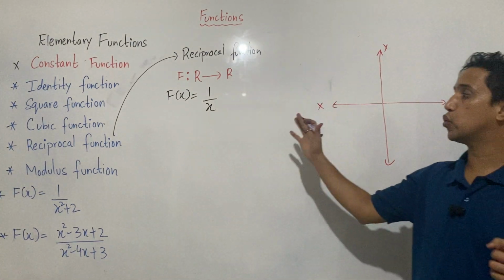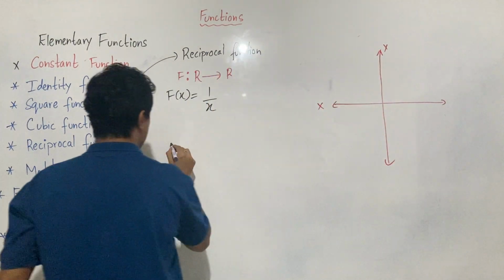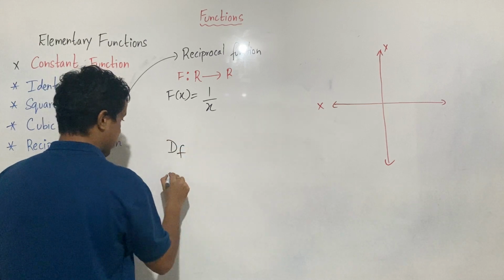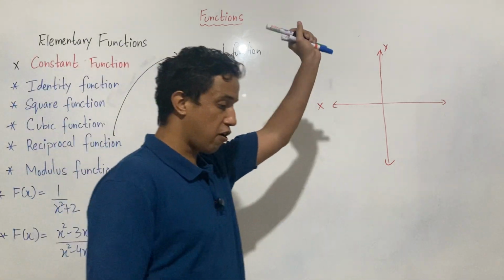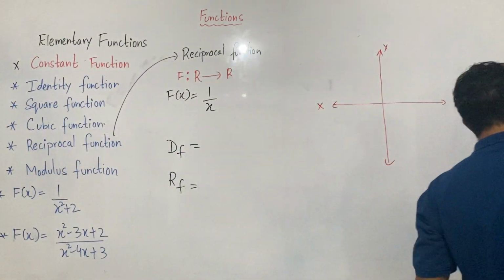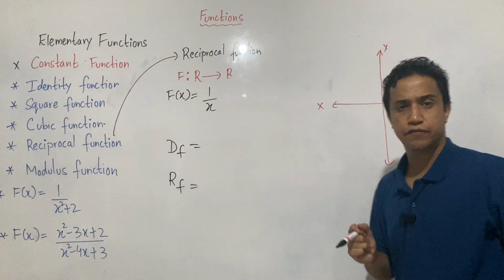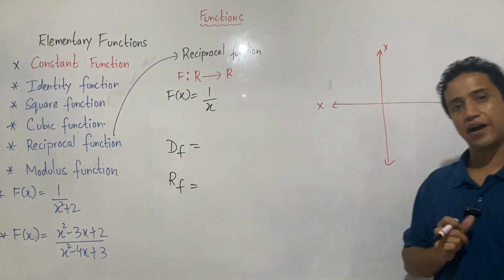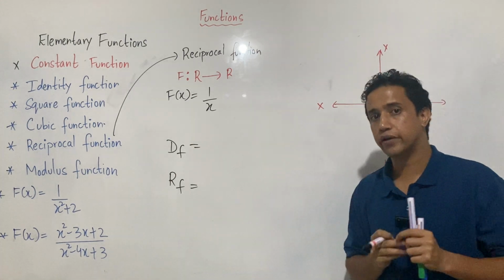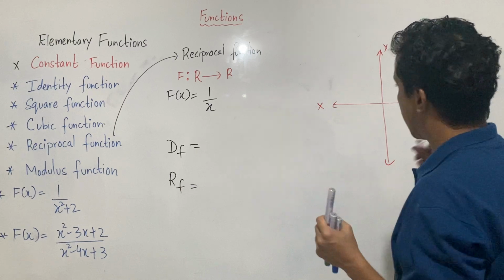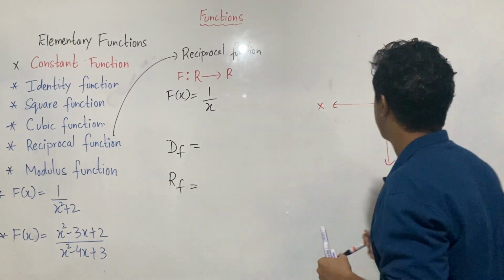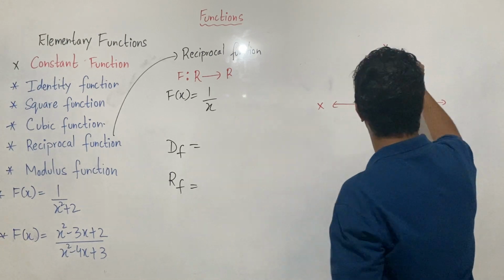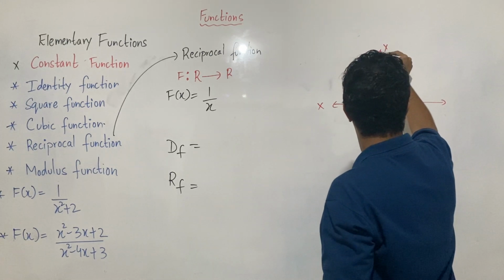Now this is the domain, and this is your range. When you look at the graph of the reciprocal function, it is the same as the graph of a rectangular hyperbola. Why? Because the two asymptotes are perpendicular to each other, right? So it's going to be something like this.